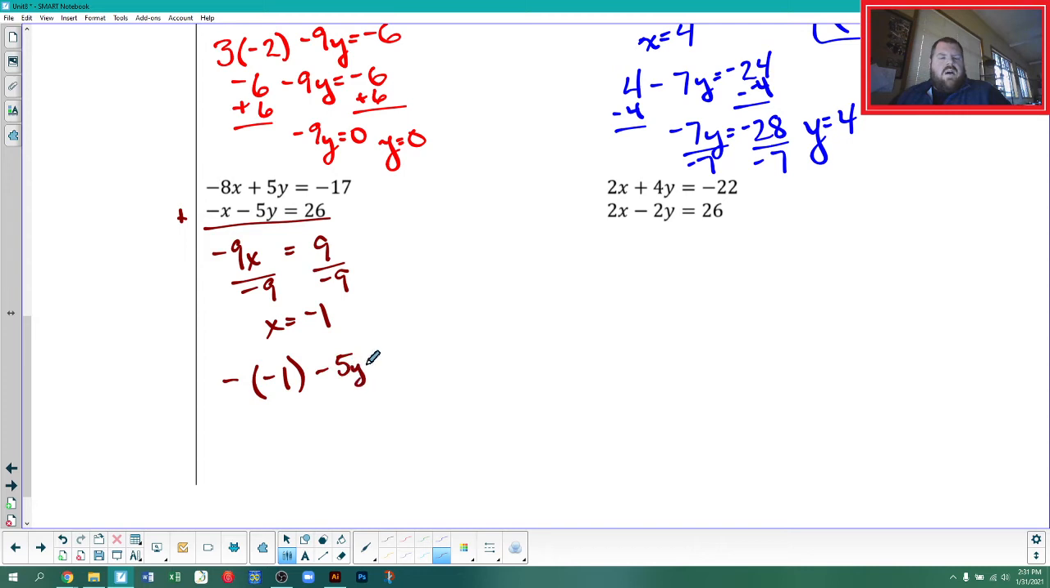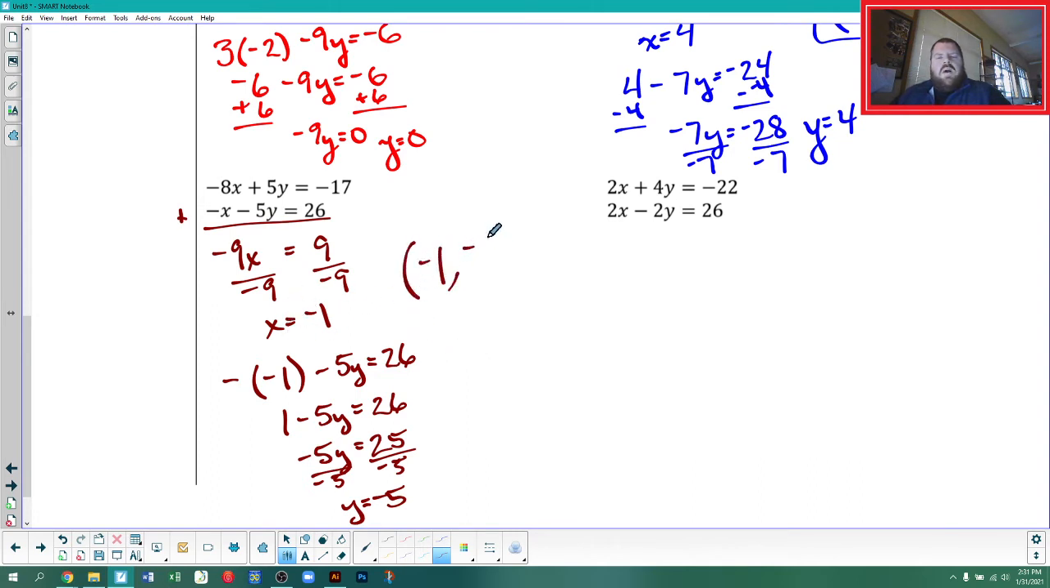Minus 5y equals 26. So turning that into a positive 1, we'll subtract 1 from both sides. And then we can divide by negative 5. And we should get that y is equal to negative 5. So I have x at negative 1, y at negative 5.